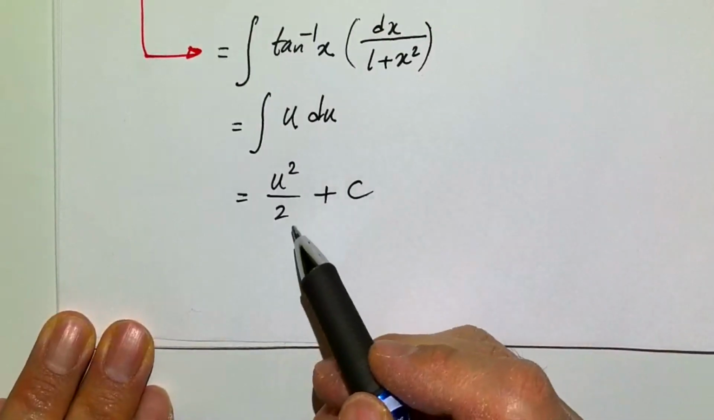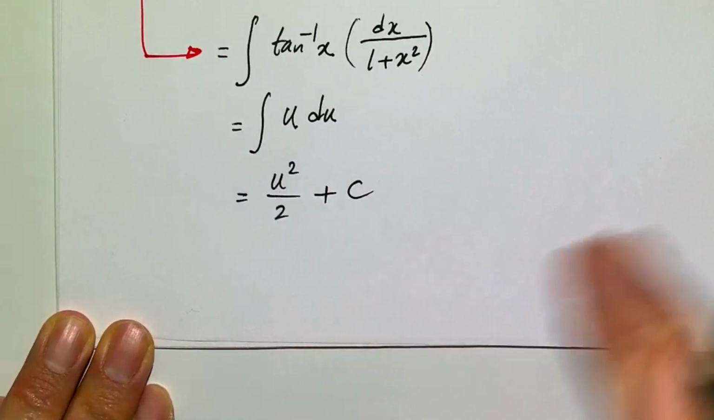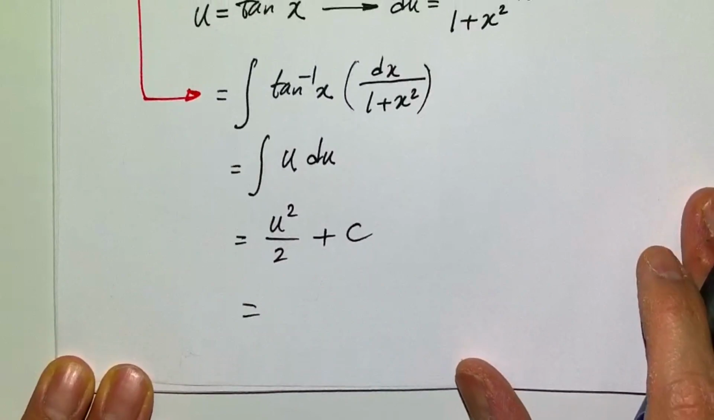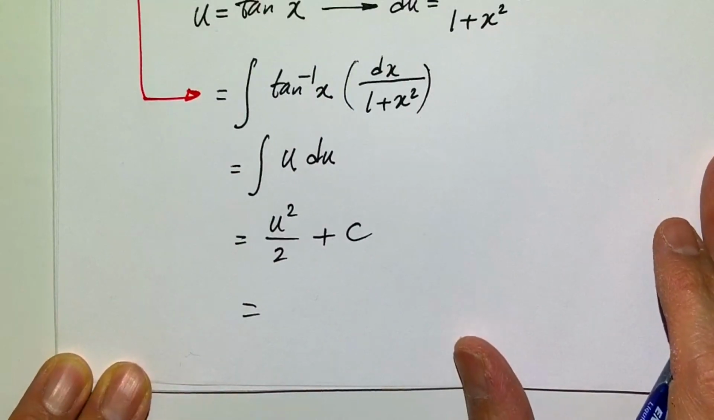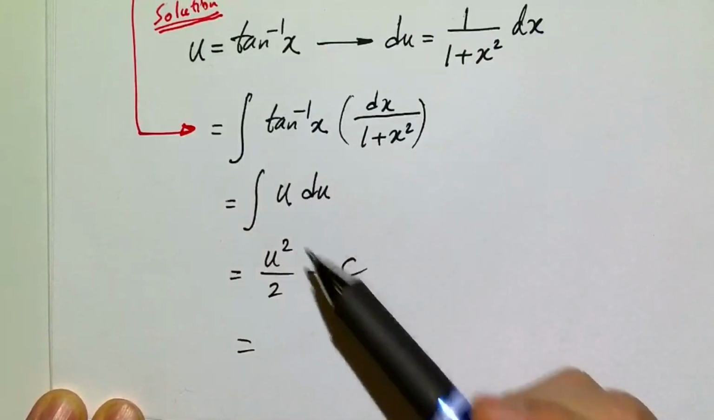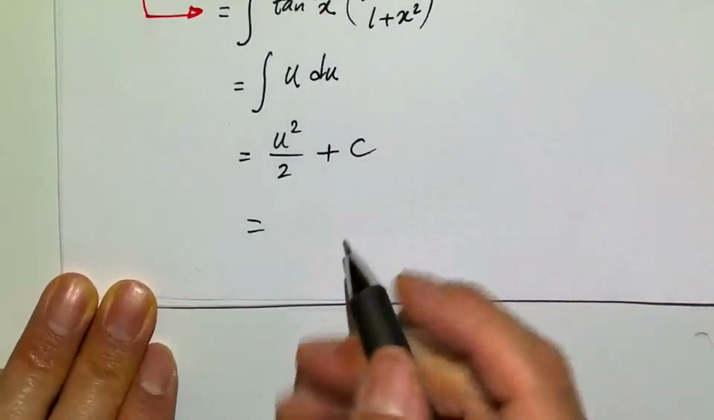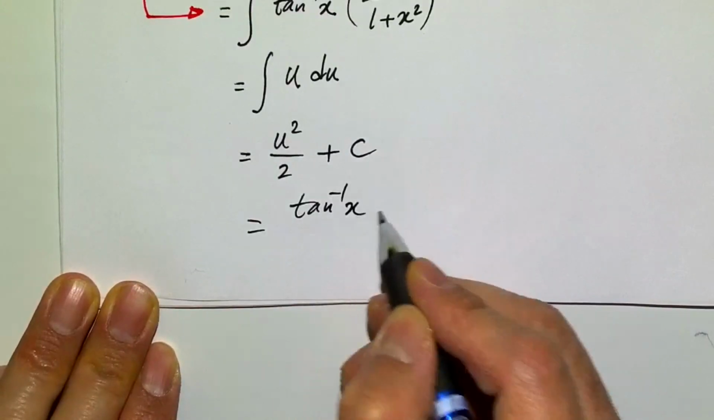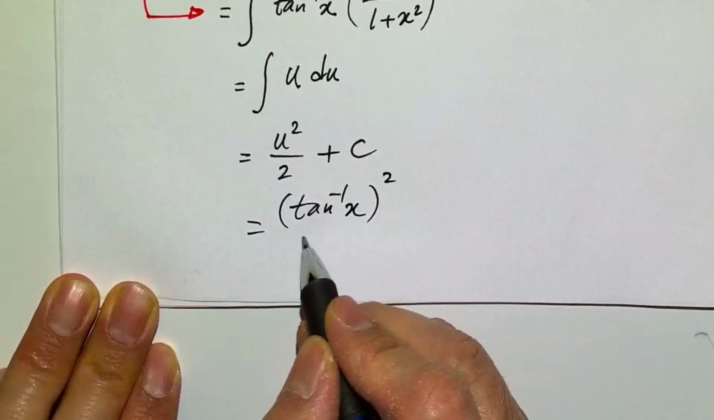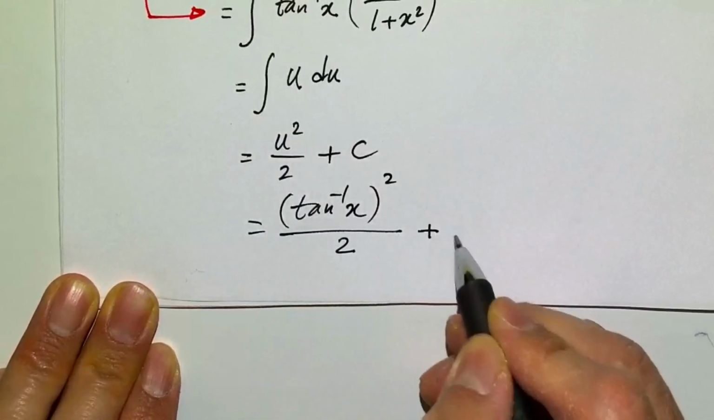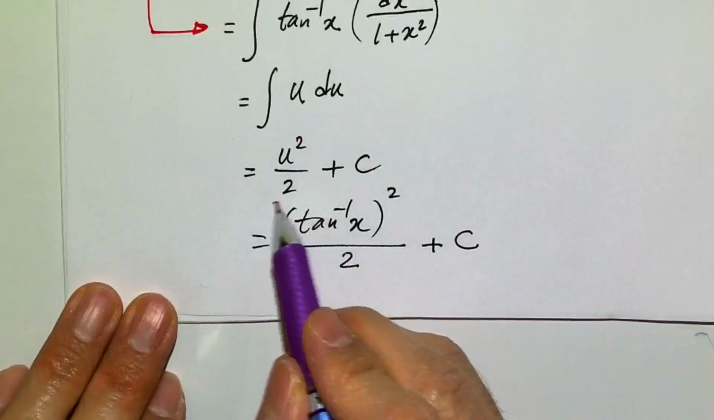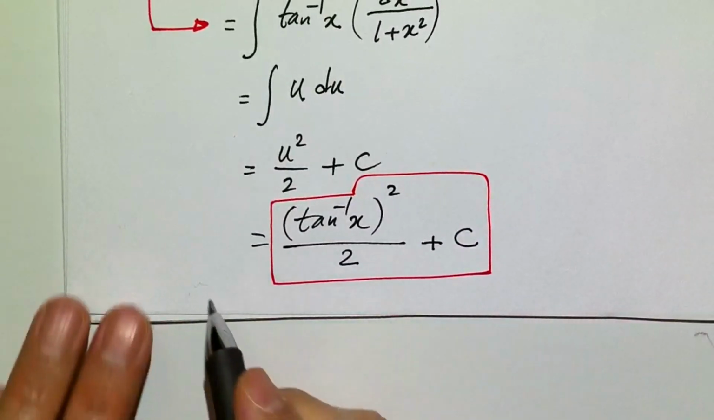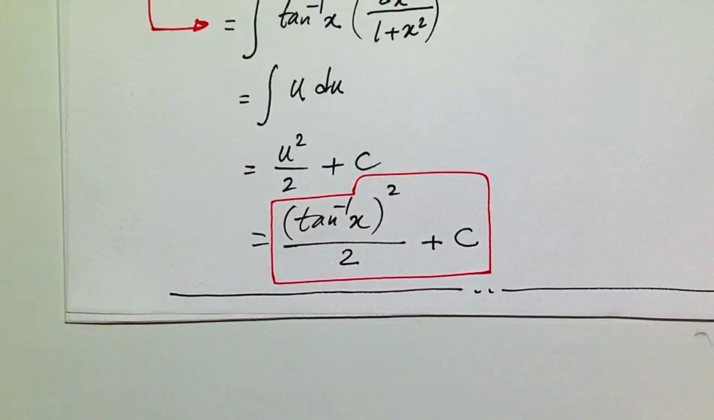Now, as usual, we need to replace u with what we picked here. It's going to go off the screen, but it's okay. You know what it is. I'm just going to replace u with that term. So we have inverse tangent squared over 2 plus c. And we're done with integration very quickly and efficiently.